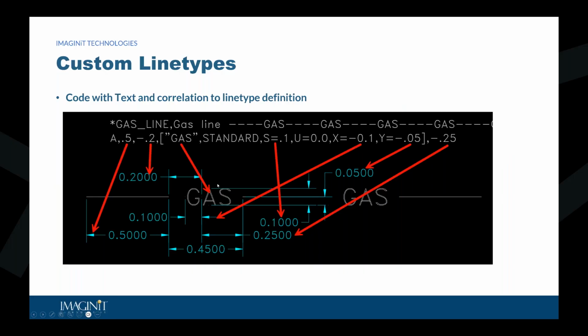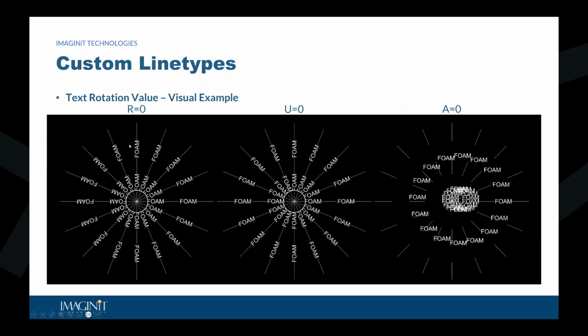I'm a big fan of visual because that makes things make a lot more sense. That's why I put little arrows and everything so you guys can see exactly where all of these values are coming from. So these are those text rotation values. So you'll see with an R value inside your line type, the text is always rotated with the start point in the center and the end point out here.